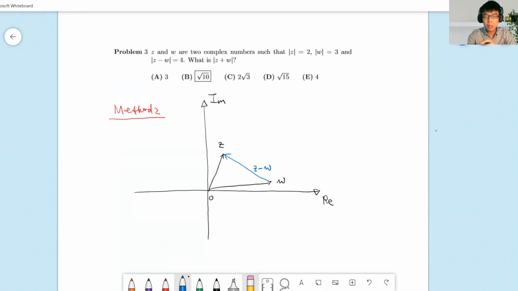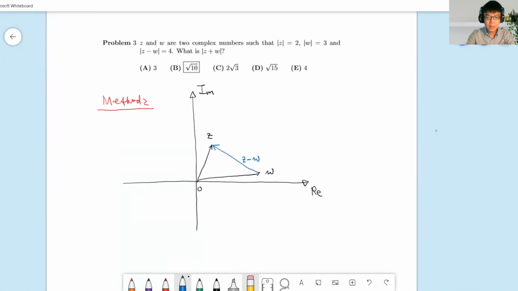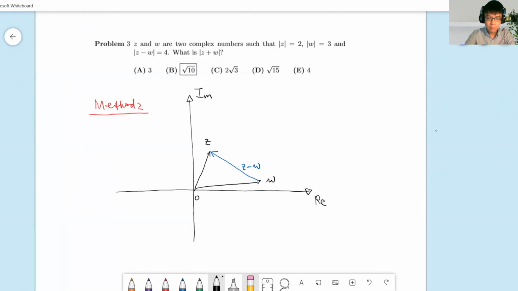Okay, we're looking for z plus w. So this is related to the parallelogram spanned by z and w. So let me draw a parallelogram. So this one is also w. It's parallel to w. I just shifted. And this one is equal to z, right? So what is z plus w? Z plus w equals the diagonal from O to this new point. This is z plus w.